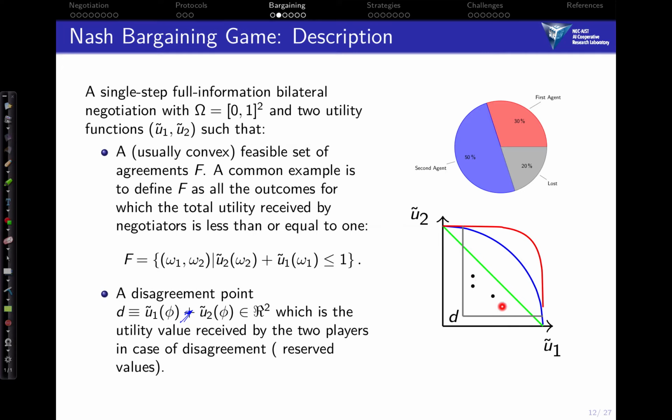So we said that the goal of negotiation is to find win-win deals, but not any win-win deals. We want to find the best win-win deals. These are the ones on the Pareto front. Okay. So that's a Nash bargaining game.